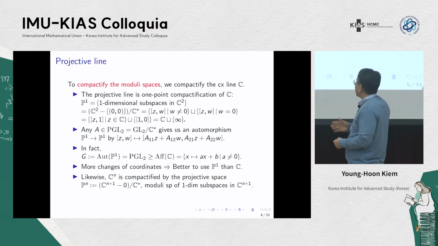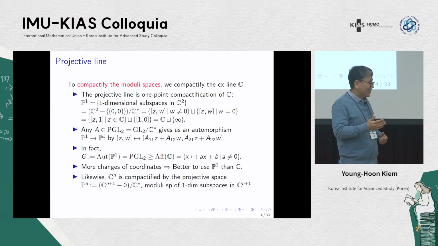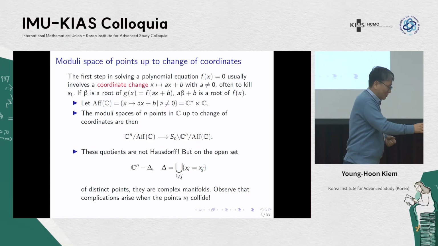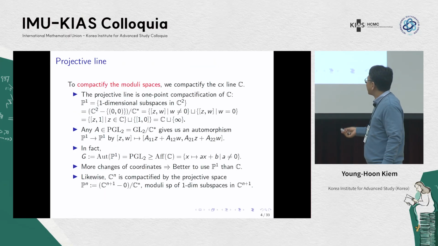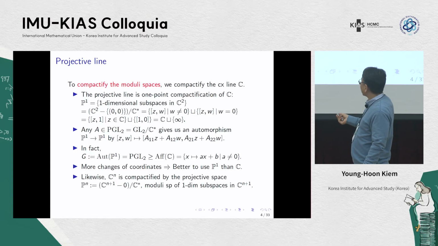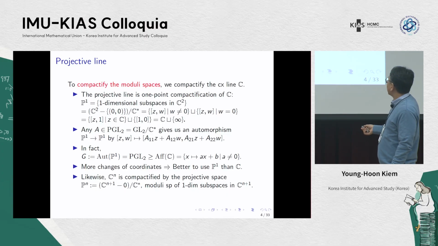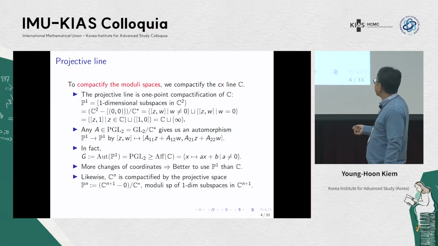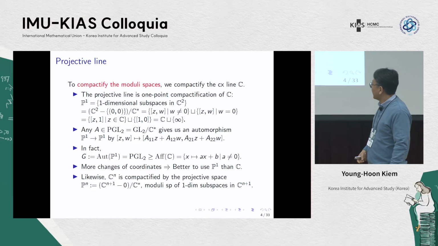And it turns out that the automorphism group of P1 is this PGL2. These fractional linear transformations are all the automorphisms of P1. And then it contains the group of affine transformations. This is three-dimensional, and this is two-dimensional.